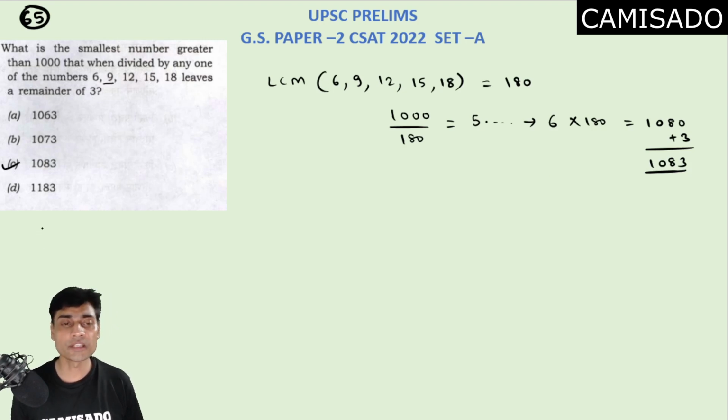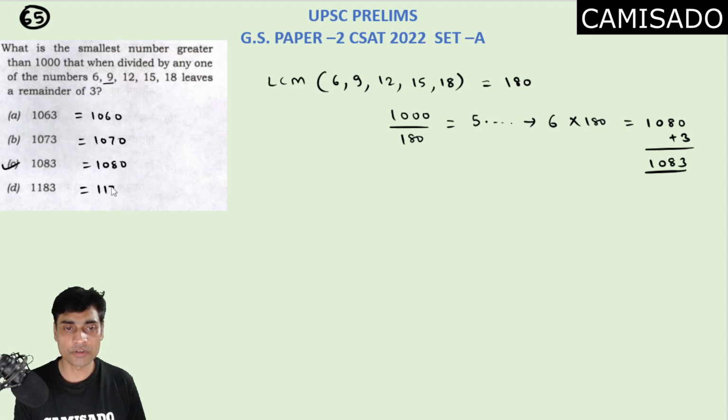Now another method is, as we all know that the remainder should be 3, suppose we subtract 3 from all these options. So here we will get 1060, here we will get 1070, here we will get 1080, and here we will get 1180.